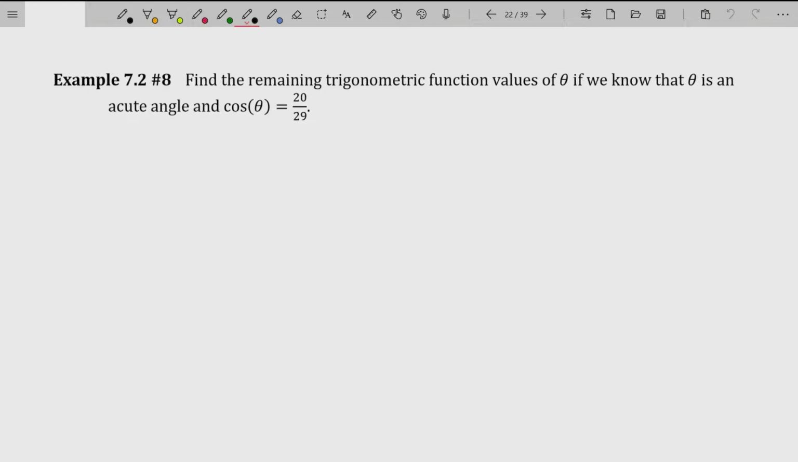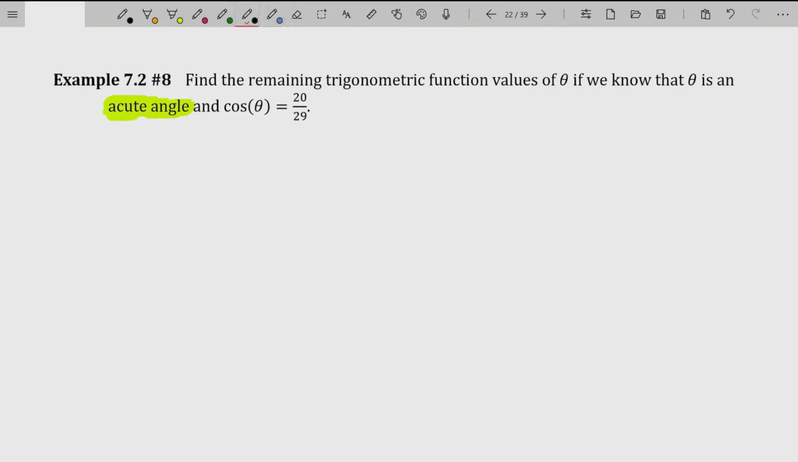Find the remaining trigonometric function values. That's hard for me to say. Find the remaining trigonometric function values of theta if we know that theta is an acute angle and the cosine of theta is 20 over 29. Notice I didn't tell you that this theta is in a right triangle or anything like that, but I hinted at it. It's an acute angle.